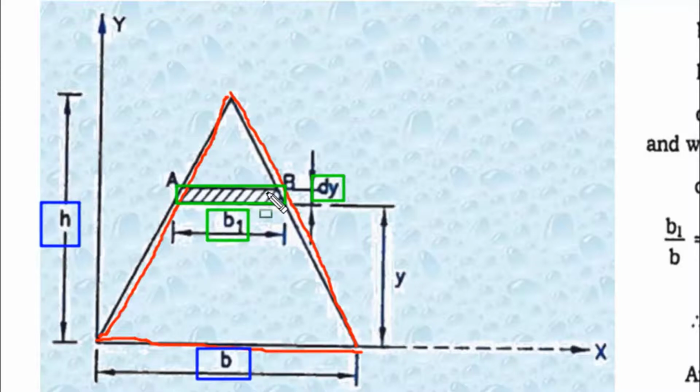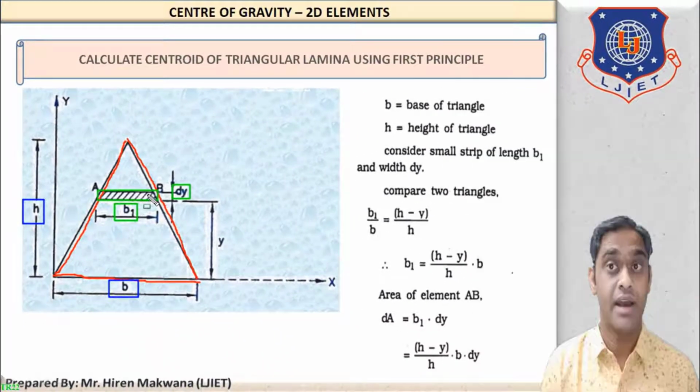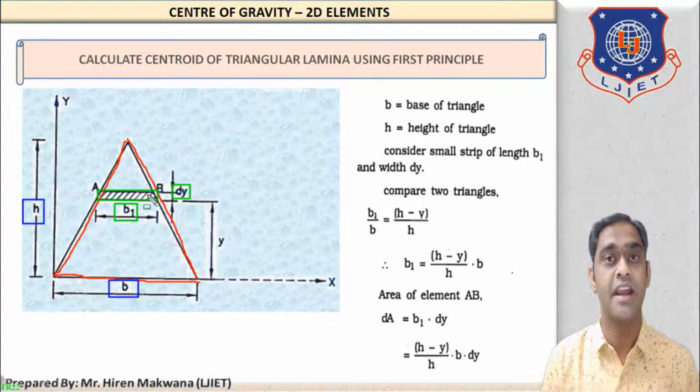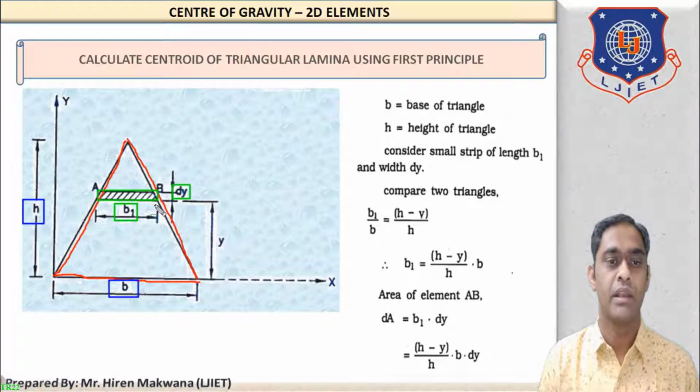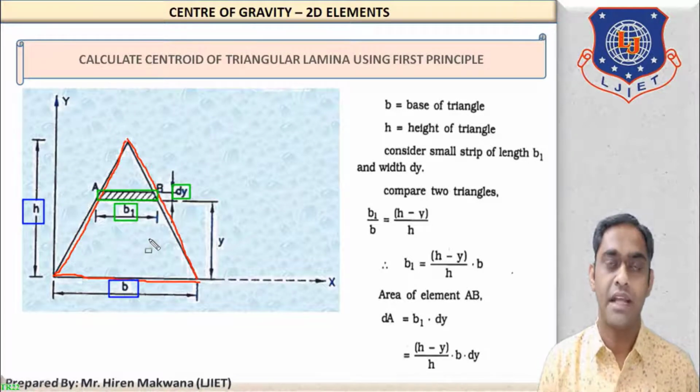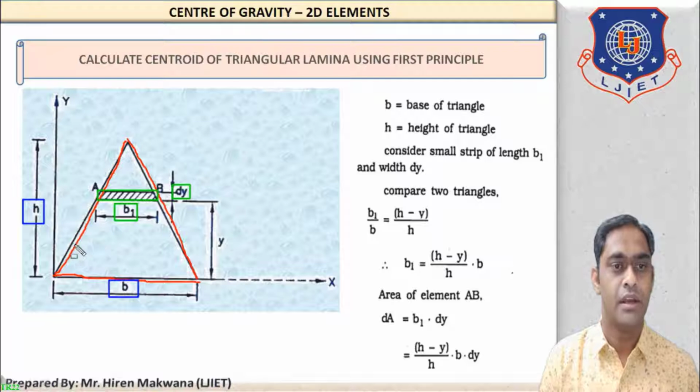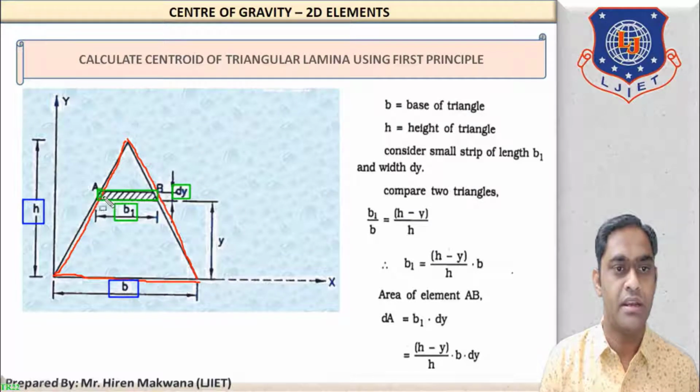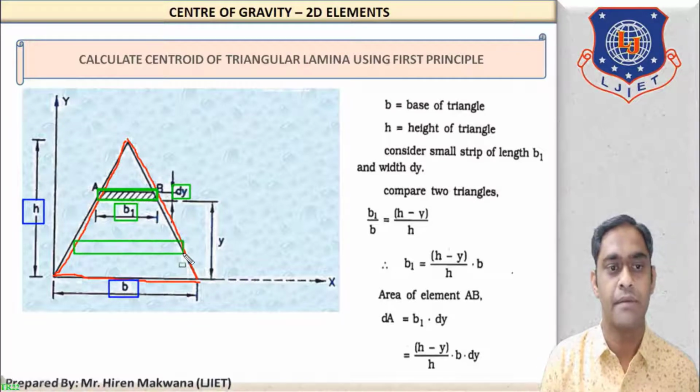Now what is the area of the strip from the figure? You can say it is B1 into dy. But B1, now the most important thing is that B1 is variable. Why is B1 variable? Here strip AB is taken over here. What happens if strip AB is taken somewhere over here?